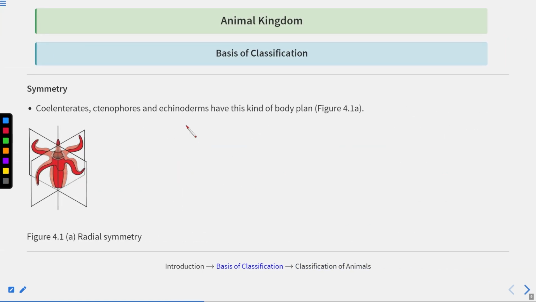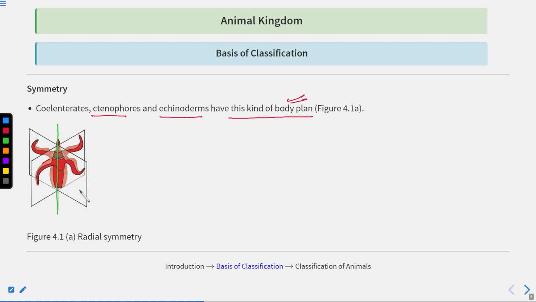Now, the coelenterates, ctenophores, and echinoderms have this kind of body plan. Here you can see the radial symmetry. If we cut this organism in this way, then we can get two equal halves. Similarly, if you cut from this way, then again you can get two equal halves.